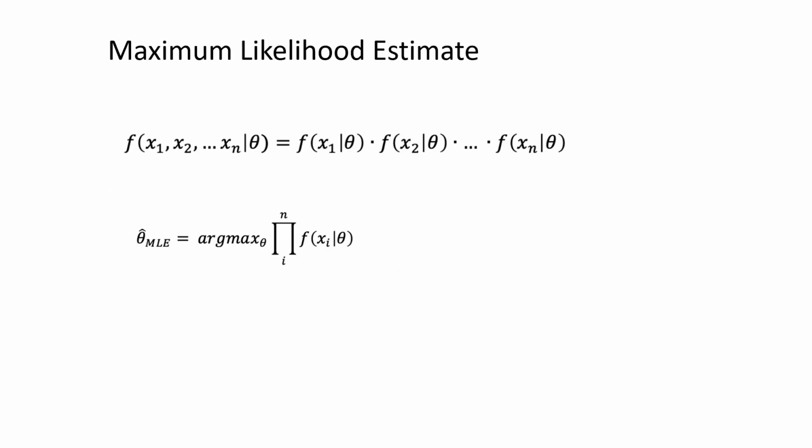What we are interested in is the probability of observing the given data given some value of parameter theta, which we write as f of x1, x2 up till xn given theta. And since x1, x2 are independent, we write it as f of x1 given theta times f of x2 given theta. The value of theta that will maximize this product of probabilities is our maximum likelihood estimate of theta.